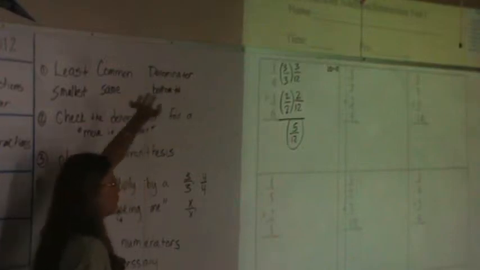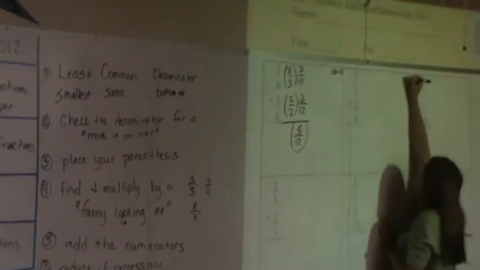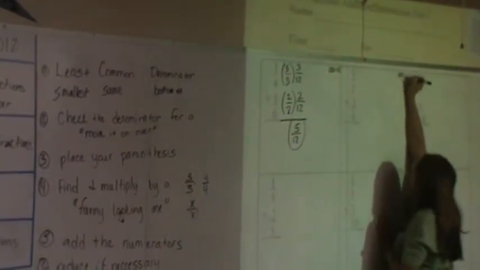Okay. Step number 1, we have to find, read it with me now, go. The least common denominator, which is the smallest same bottom number. So we're going over to this problem. In the upper right hand corner, as teeny tiny as you can, you're going to put LCD equals.